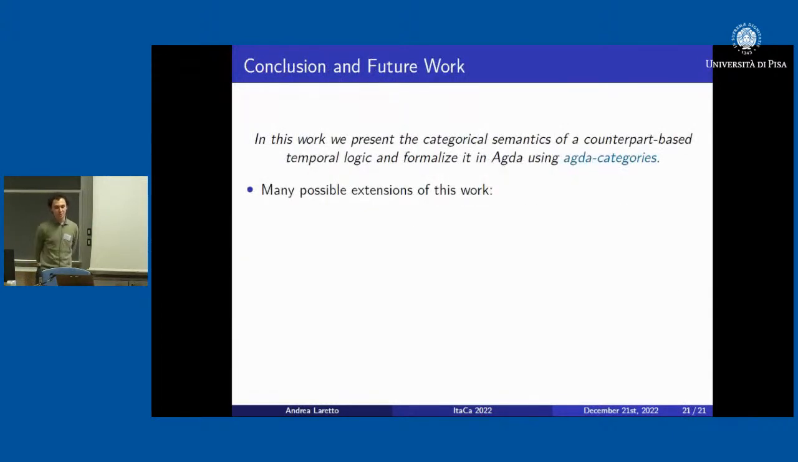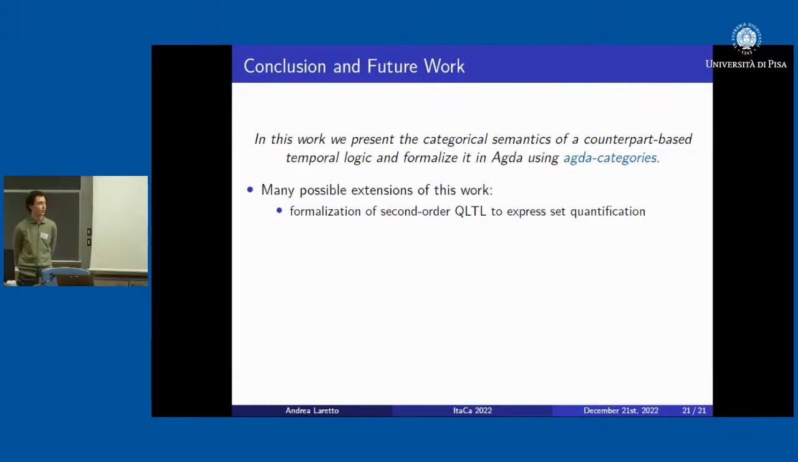And so just to conclude, as we've seen, I presented a sketch of the categorical semantics of counterpart-based temporal logics, and told you a bit about the formalization in Agda. So there are many possible extensions of this work in many different directions. For example, on the temporal logic side, we could extend QLTL to express set quantification with second-order QLTL, or also consider different kinds of temporal logics, such as CTL and CTL star, which have, let's say, more expressive, more complex models.